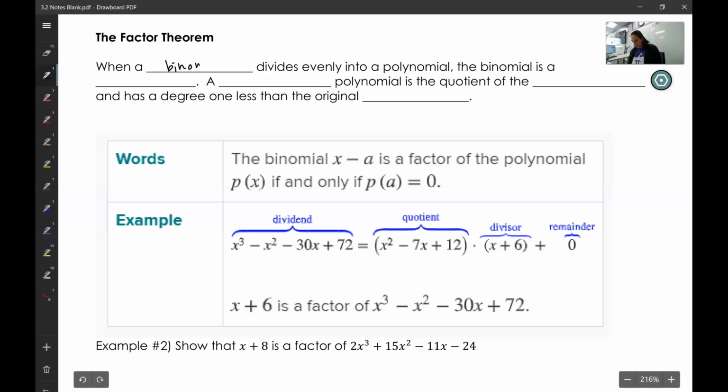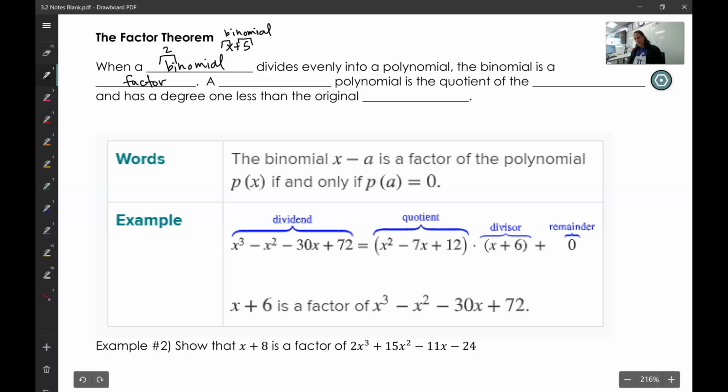When a binomial, which is a bi means 2, so something like x plus 5, that has 2 terms, so that's a binomial. Anything that has 2 terms. When a binomial divides evenly into a polynomial, the binomial is a factor.